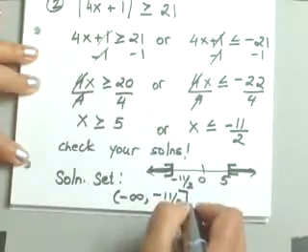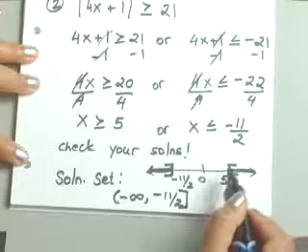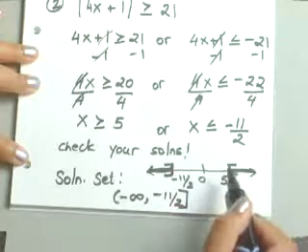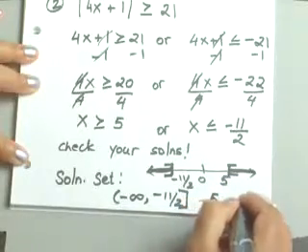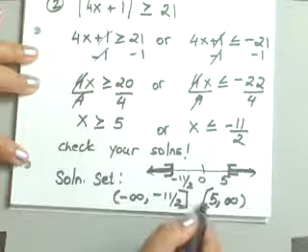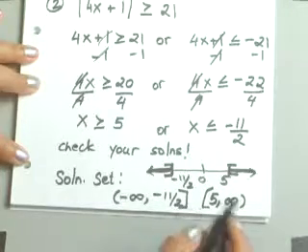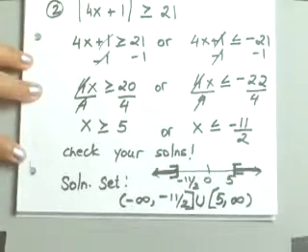And again, remember, we are including negative 11 halves. And on the other side, you have all the values including 5 and greater than 5. So that will be 5 to infinity, including 5. And again, we use brackets to show that we are including the endpoints. And you join the two sets by using the union symbol.